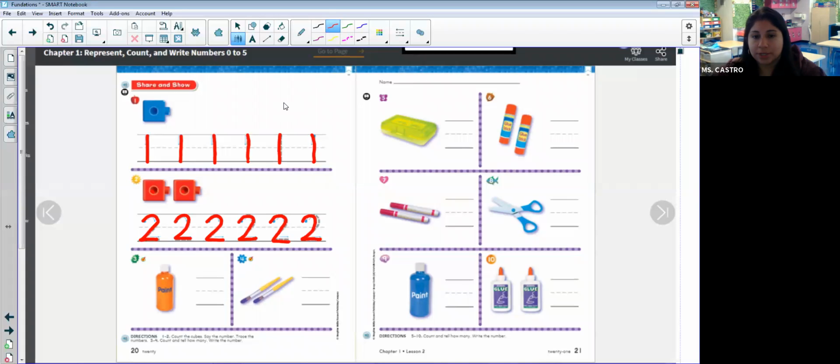Before I continue, boys and girls, because I want to make sure that you can see what I'm doing on the smartboard, give me a thumbs up or a thumbs down. Give me a thumbs up if you see Miss Castro working on the smartboard. Can you see what I'm doing on the smartboard? If you see me doing it, give me a thumbs up. Okay, good. I see some children with the perfect.